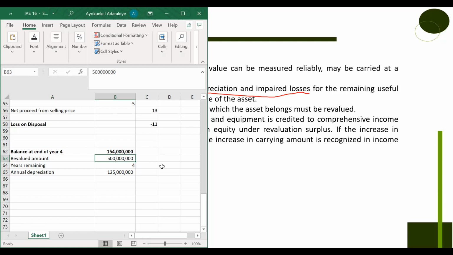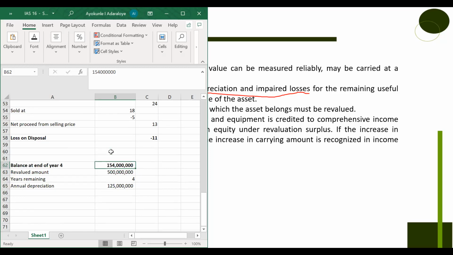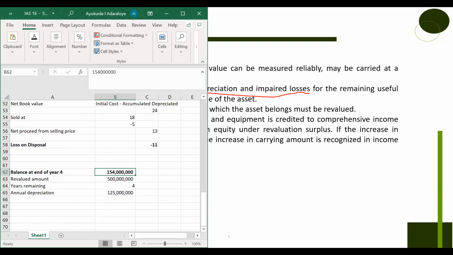Yes. This year 4. You said for the initial balance, the former balance, before we revalue the asset. So your mic is not that loud, and so I'm always straining my ears to hear you.